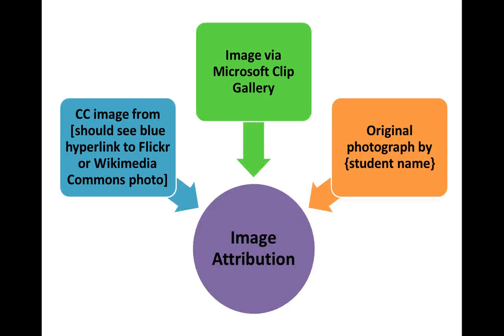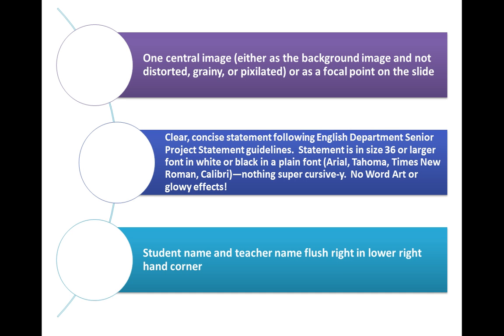So our checklist to keep in mind: we want to make sure that we give image attribution. If it's from the Creative Commons photo pools, either from Flickr or Wikimedia, we'll put the link there. If you're doing an image from Microsoft Clip Gallery, you'll use the text image via or from Microsoft Clip Gallery. If you're using your own original photography, you're going to need to indicate that by using the text original photograph by and then your name.